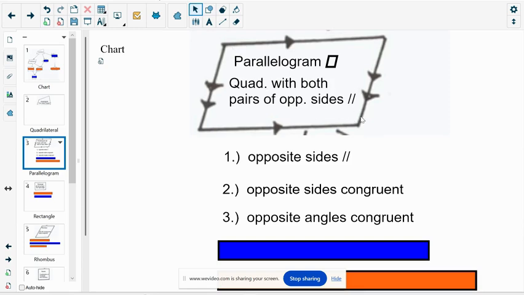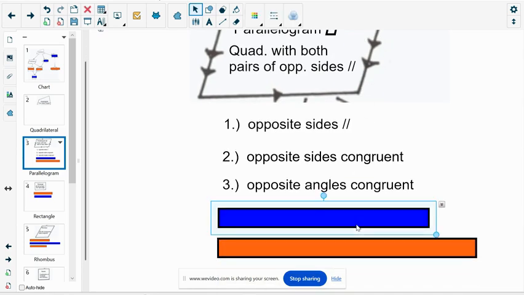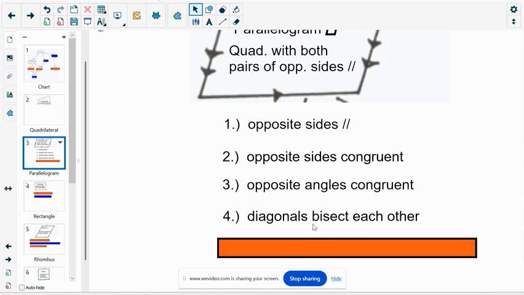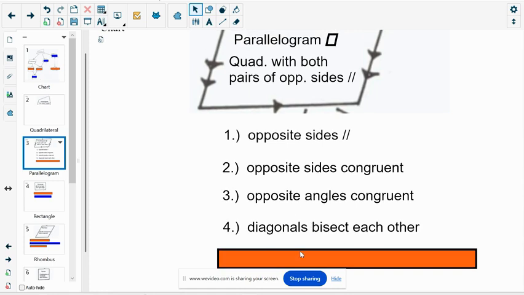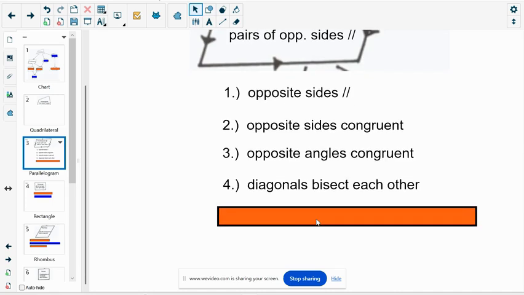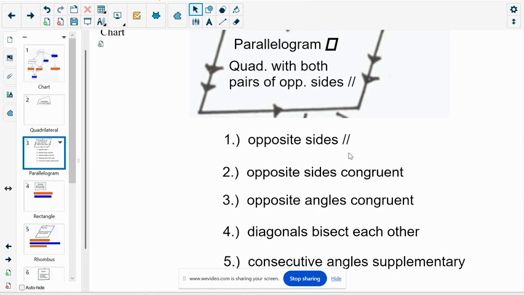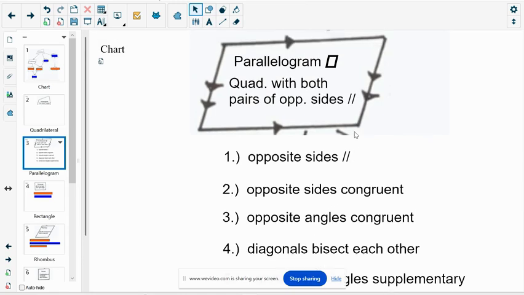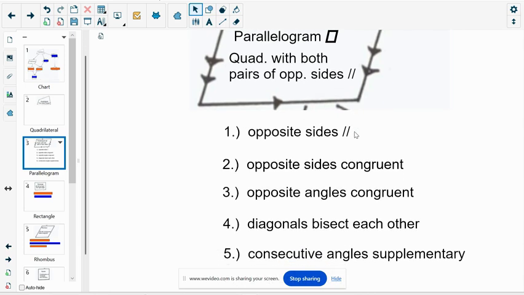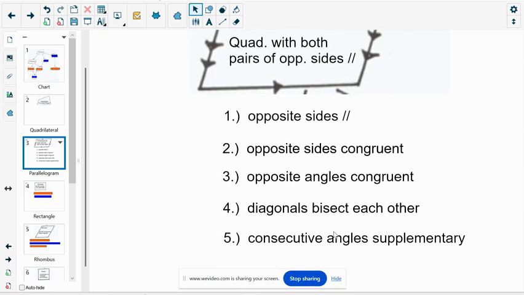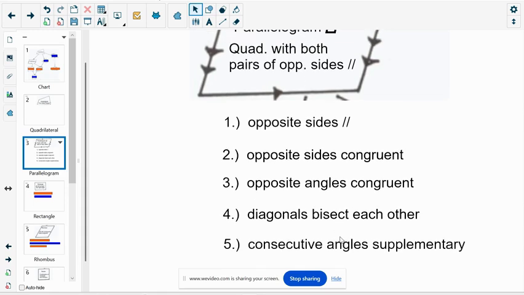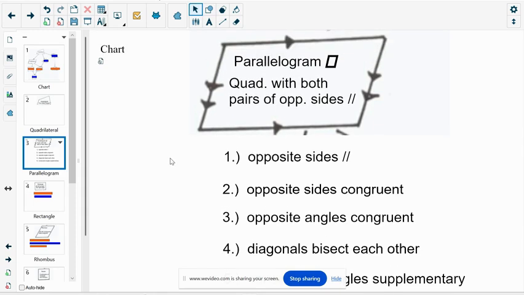So from one corner to the next, but not next to each other, that would be adjacent angles. And if we drew the diagonals in, they do bisect each other. And the last property is that consecutive angles, or adjacent angles, are supplementary. So the top and the bottom angles would be supplementary, or if you're talking left to right, right? So yeah, there are your 5 properties of a parallelogram.